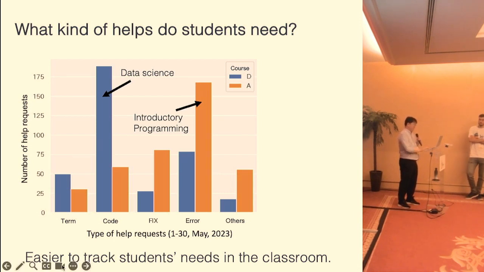They ask about terminology and they ask about code. This means they ask what an API is, and they want to fix the code directly, and they sometimes say thank you to KOGI, or have some conversation, and this is the ratio. It is easier for teachers to track students' needs in the classroom.